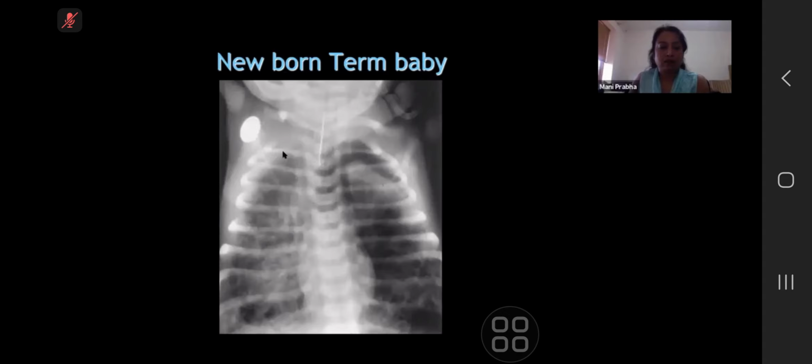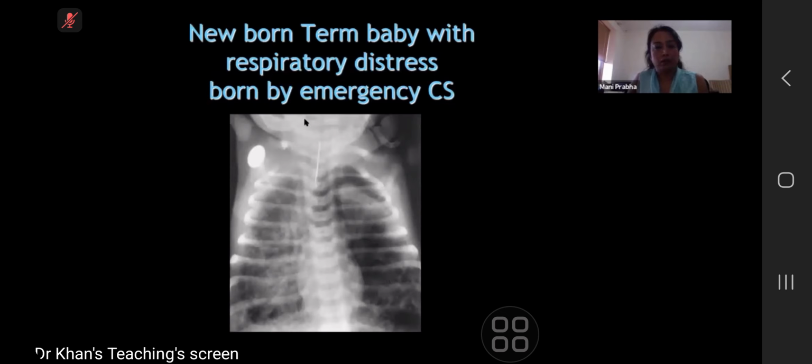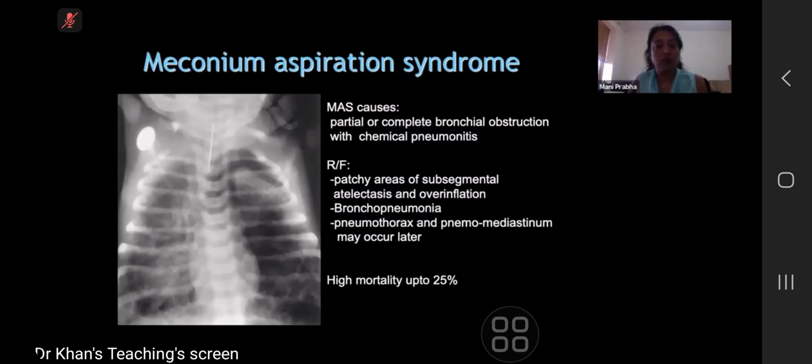And this is another case, just a different kind of appearance. So they may not be symmetrical. They are allowed to be completely asymmetrical, depending on which side the meconium has gone. So in this case, there is pneumothorax only on the left side, and there is patchy opacification in the right lung. Usually there is a history of a term baby born with respiratory distress by emergency cesarean section. So that kind of history is usually available to us. And if you are in doubt, you can always ask the examiner, was the child born in an emergency or with fetal distress?